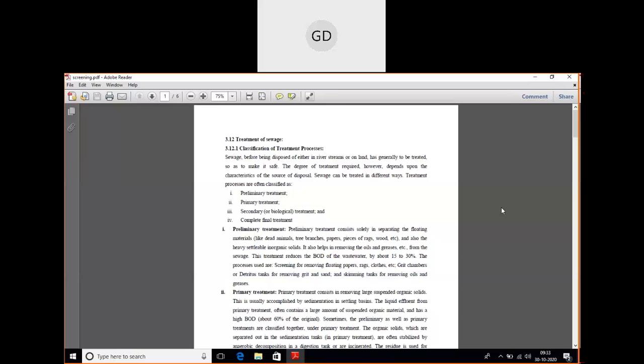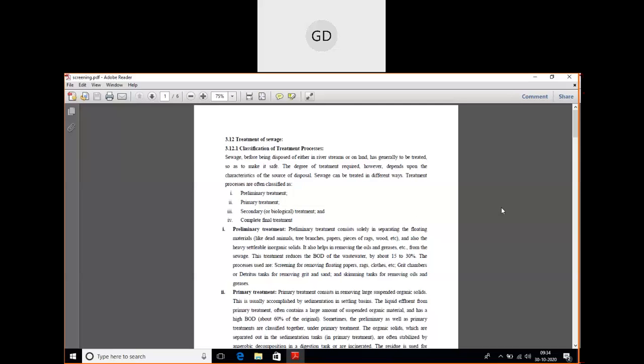Number one is your preliminary treatment. The preliminary treatment is defined to separate only the floating materials. In the sewage, there can be many floating materials, like dead animals, branches of trees, wood, papers. All these things are separated in the preliminary treatment.